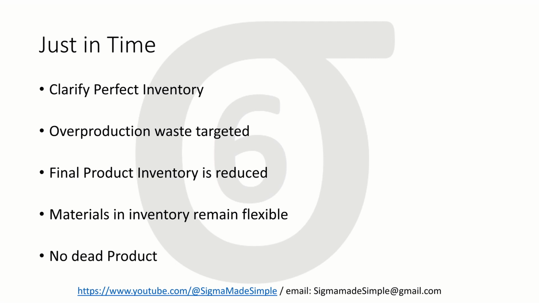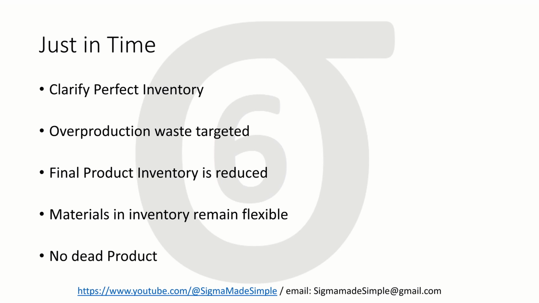Just-in-time manufacturing. It's going to clarify the perfect inventory. Overproduction, overprocessing, and inventory waste are targeted. Materials and product are only available and built when an order is in place. This takes the cue from 5S, where only what you need is available when needed and nothing else.